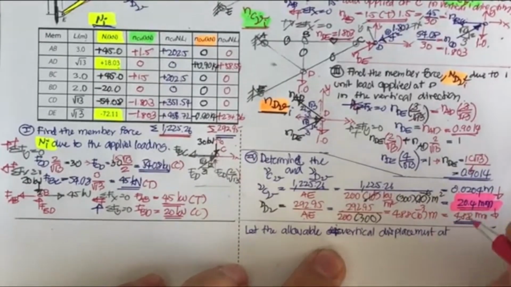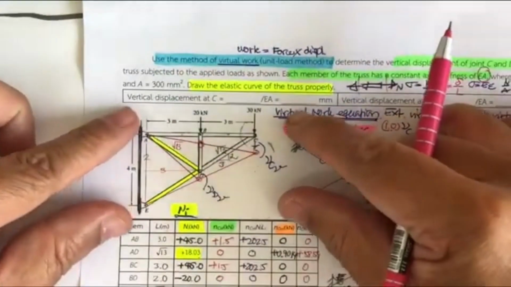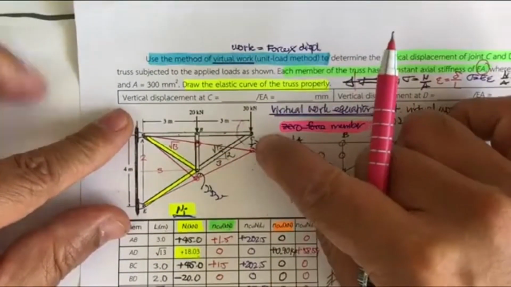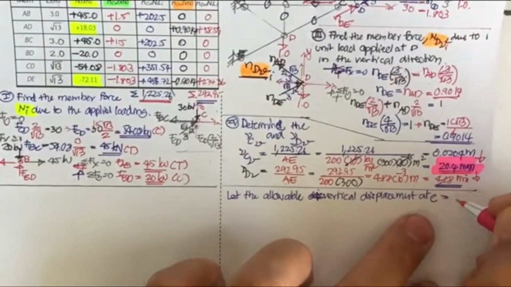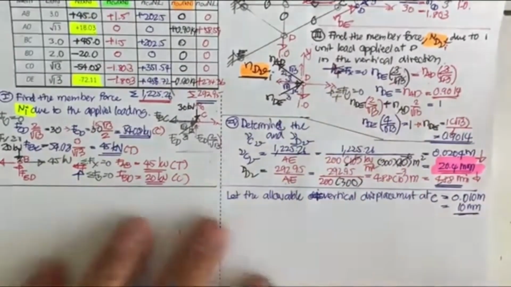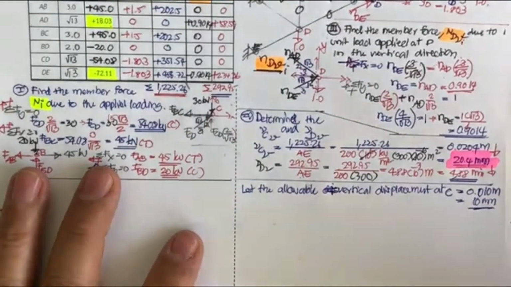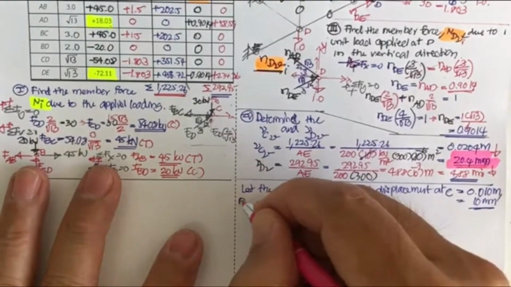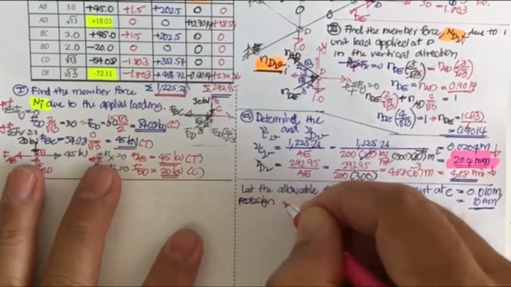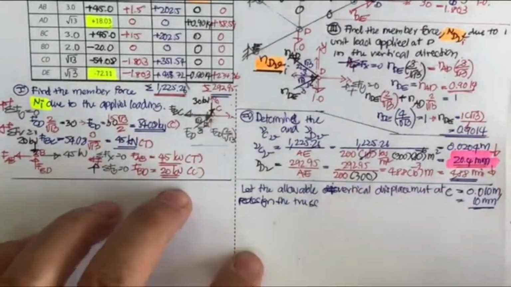at C. C is going to have the largest vertical displacement due to this kind of elastic curve. Okay, this one is going to get the largest one. That's the allowable vertical displacement at C, equal to 0.010 meter or equal to 10 millimeter. Just put it like this, and we're going to redesign the truss.